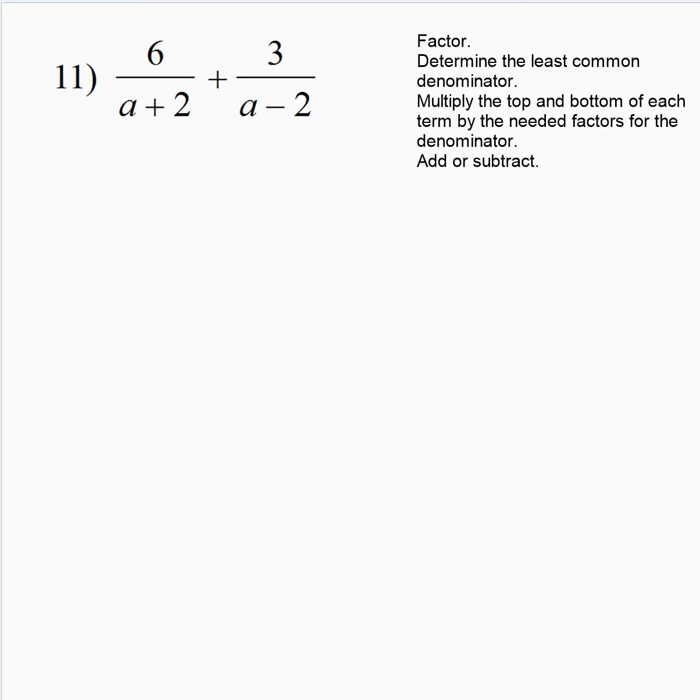And that was simplifying, multiplying, and dividing.